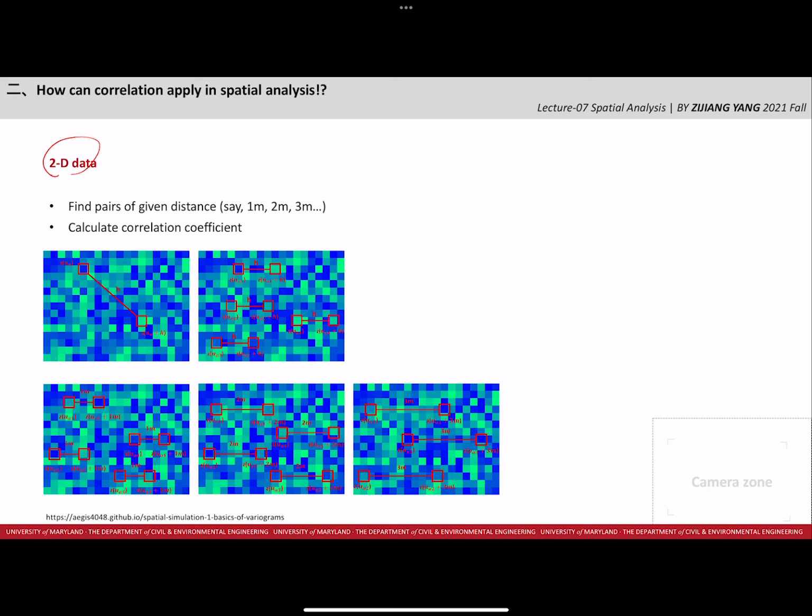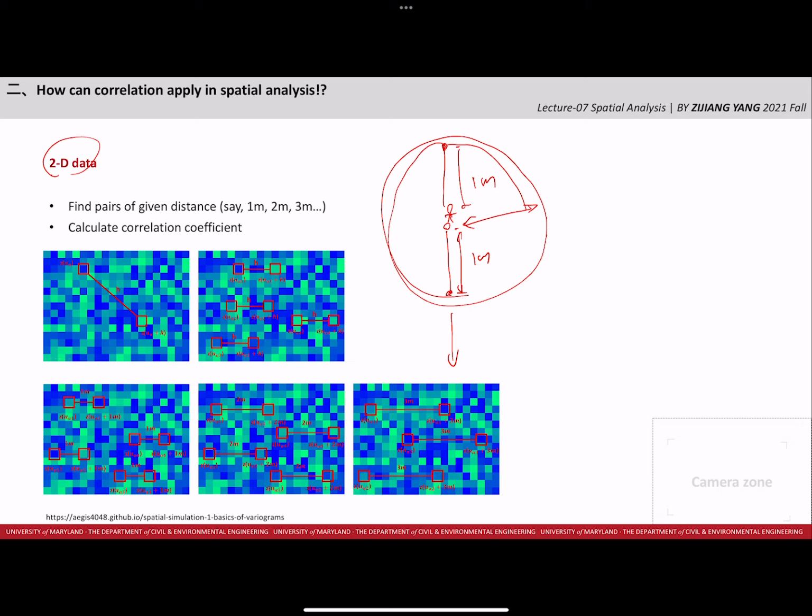So now let's look at the 2D cases. For 1D, if I want to know the data 1 meter from me, we only have one direction, so I can find two data points 1 meter away from me. But if I'm on a 2D map, all of the data in this circle with a radius equal to 1 meter are all 1 meter away from me. So when we are doing 2D data, we need to consider all of these data points in the circle.